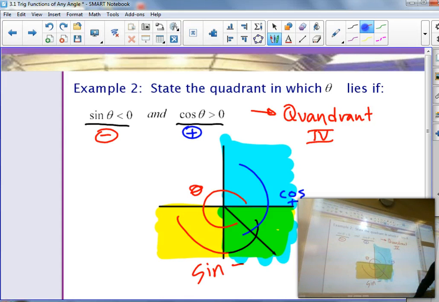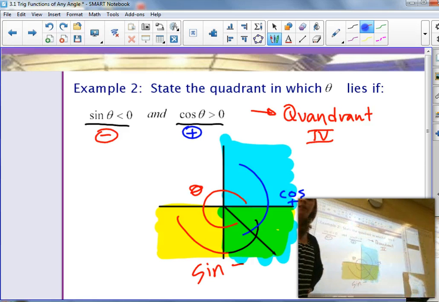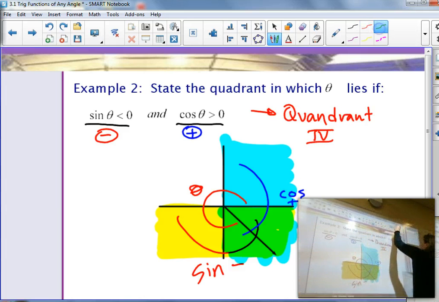Wait, where's theta? Cosine is positive. Theta is this rotation. You start from the x-axis and you rotate to there. That's your theta. Really, this is why you take up a whole book.